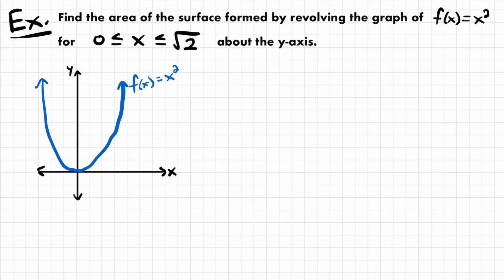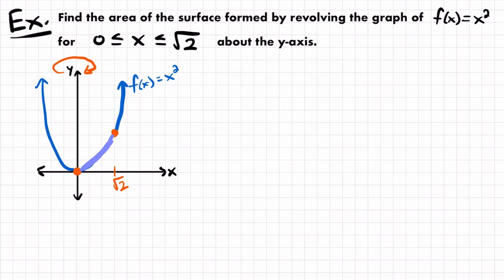And we're specifically looking at the portion of this function from x equals 0 to x equals the square root of 2. And so this point right here would be x equals 0. And then we can say that x equals the square root of 2 would be right about here. And so that would be this point on our curve. And so this curve right here is the curve that we are going to be revolving around the y-axis to form a surface of revolution. And so I'll draw an arrow around the y-axis there.